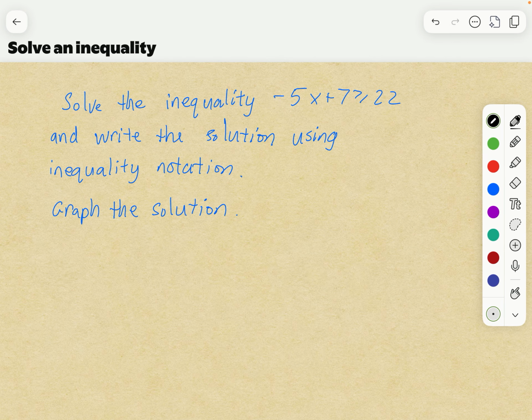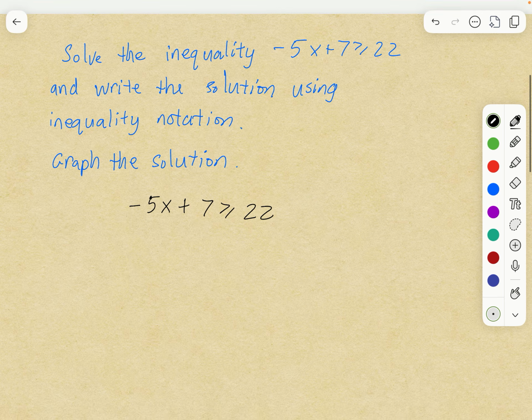Okay, this question says solve the inequality negative 5x plus 7 is greater than or equal to 22 and write the solution using inequality notation and then graph the solution. So the question is asking for all values of x that make this inequality true. Negative 5x plus 7 is greater than or equal to 22.